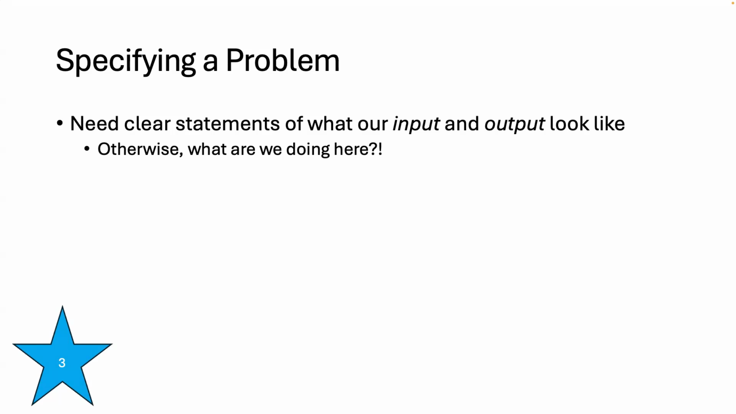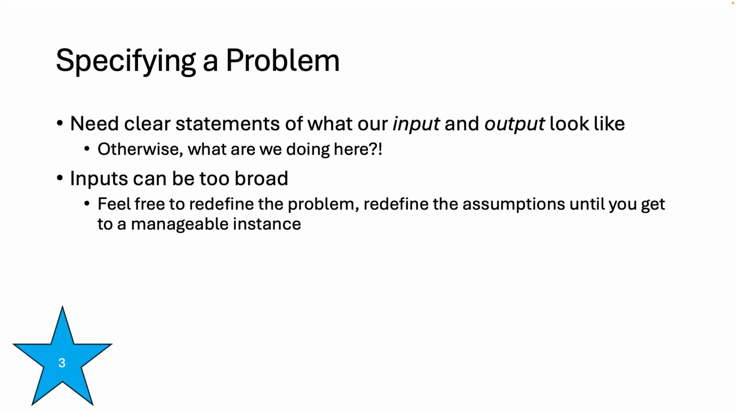We're going to need clear statements of what our input and output looks like for an algorithm. If you look at pseudocode in a textbook or in a paper somewhere, chances are it'll say input is this, output is this. So you need to be able to say, here's what we're taking in, here's what we're putting out. If you have input that is really super broad, you can have the freedom.